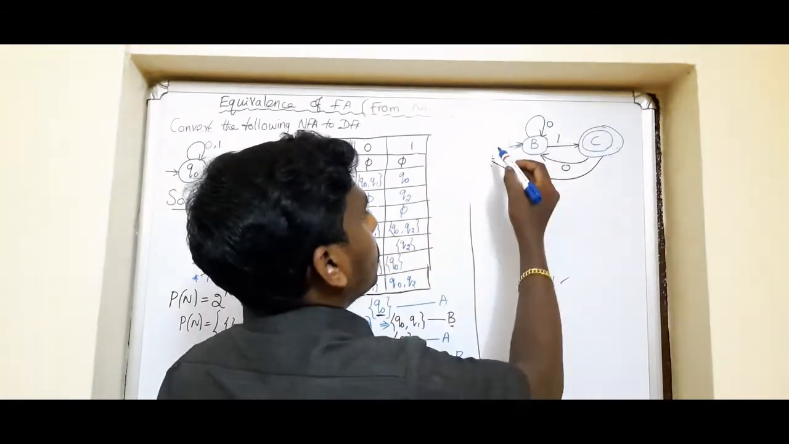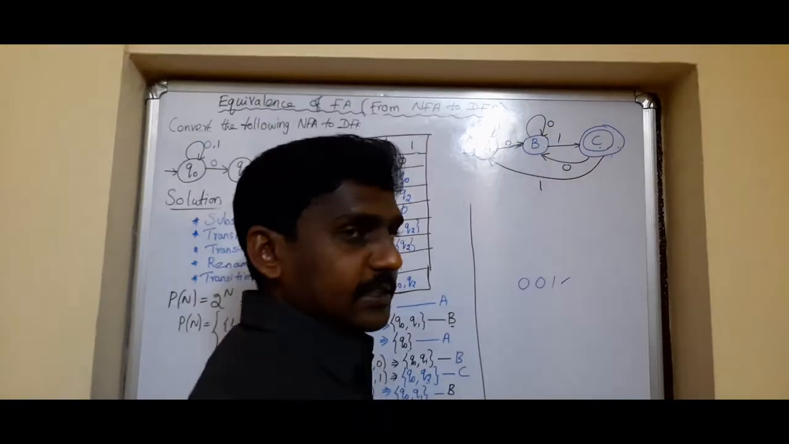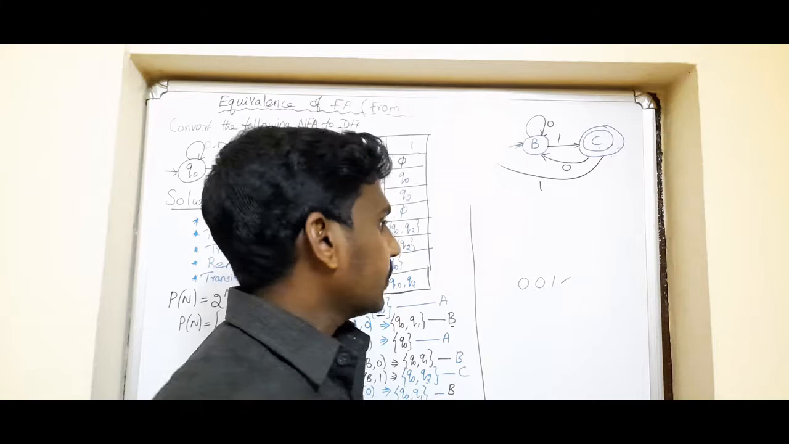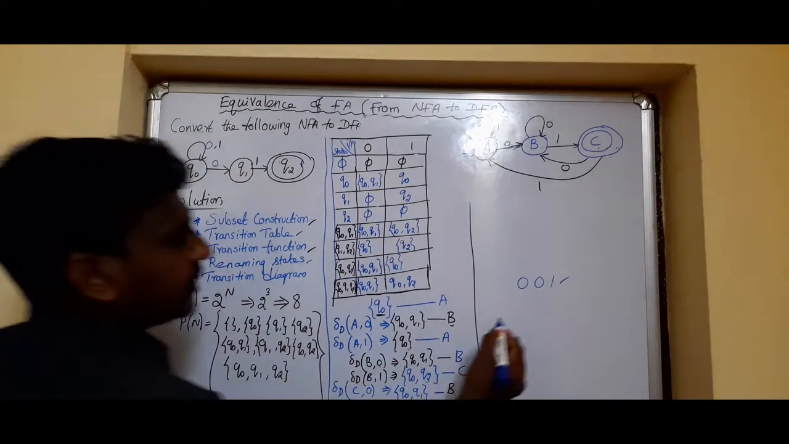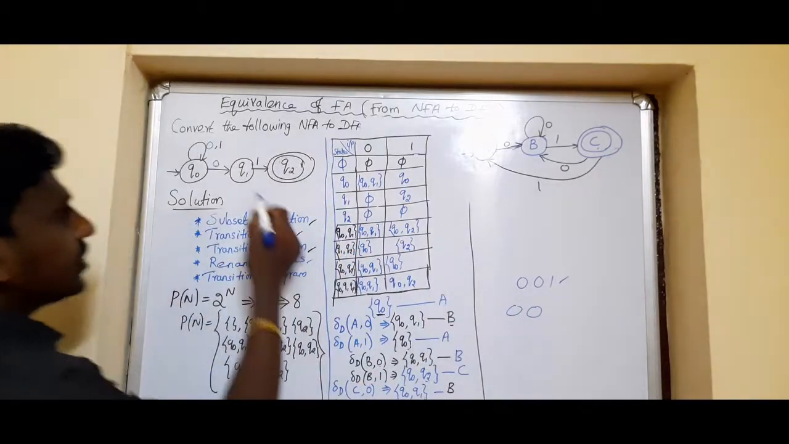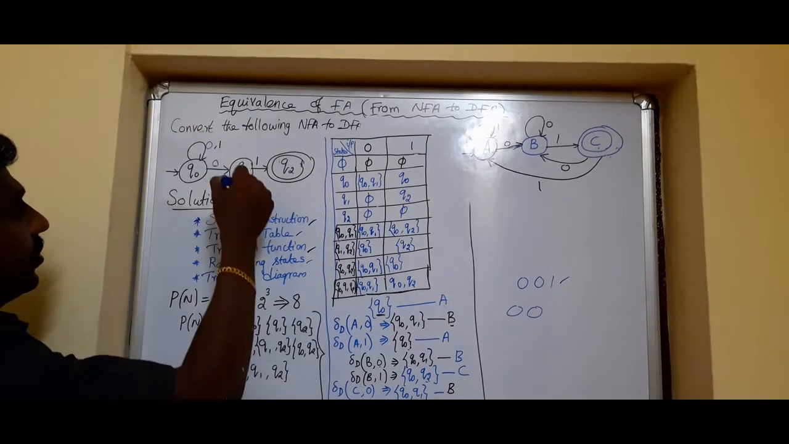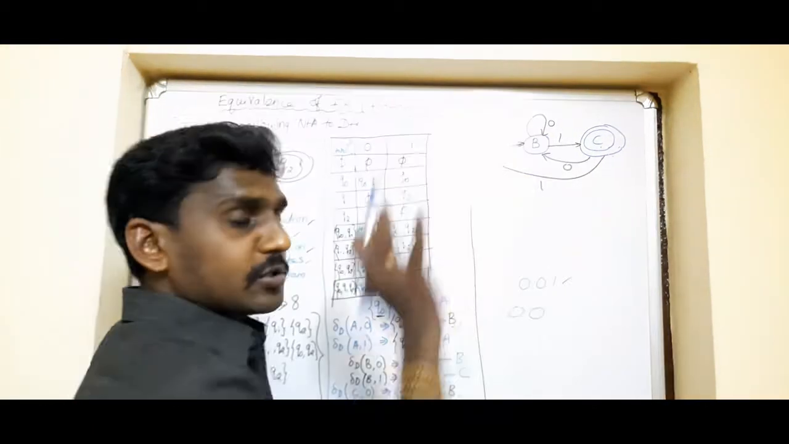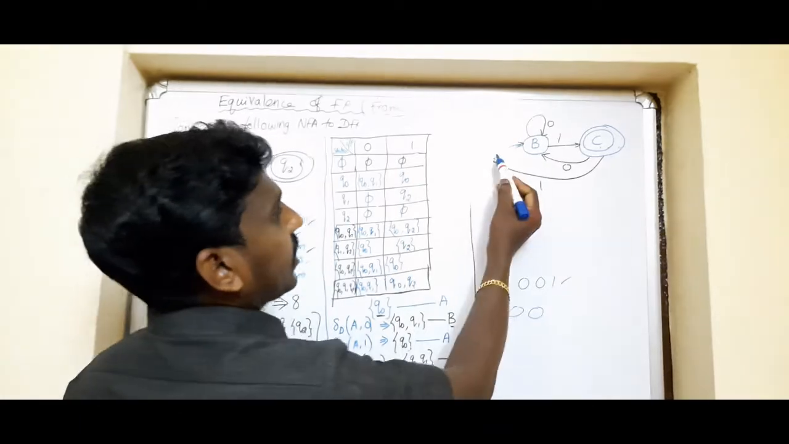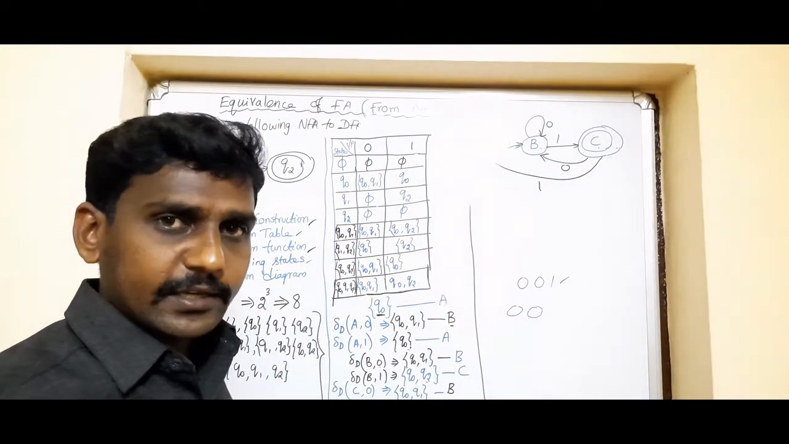We'll check. See, 0, 0, 1. Finally it reaches the accepting state. It is accepted. Okay. And again, whether 0, 0 is accepted in the NFA. See, 0, 0. It is not accepted. It is in Q1. Similarly, here also it won't accept 0, 0. See, it starts with 0, 0, 0 and ends with B. It is not accepted.